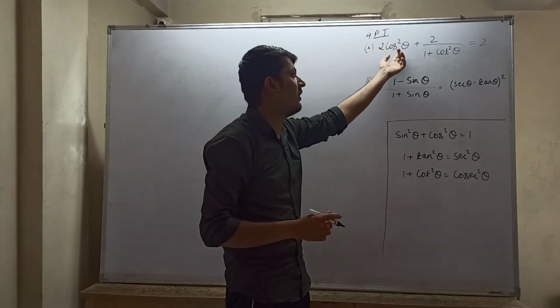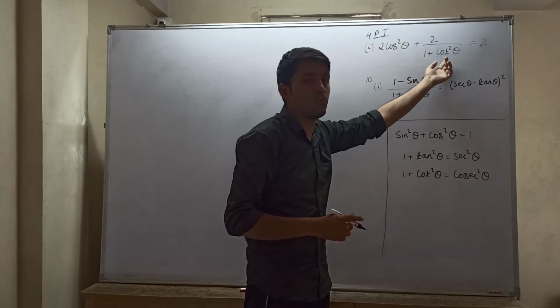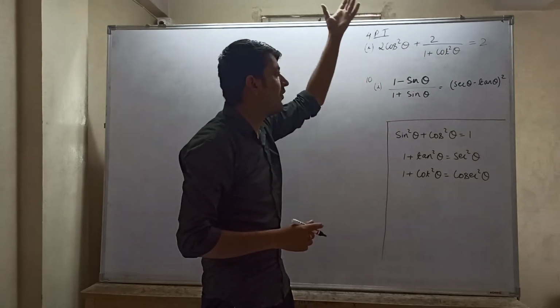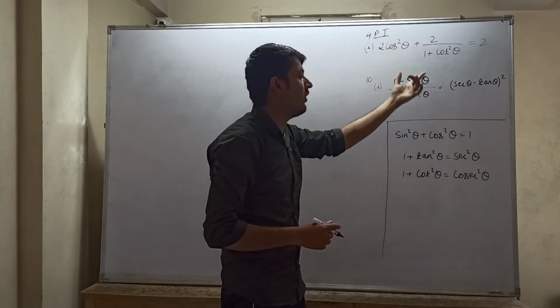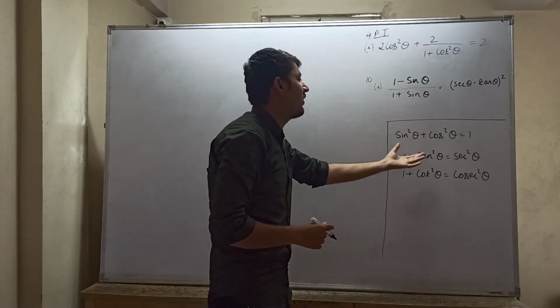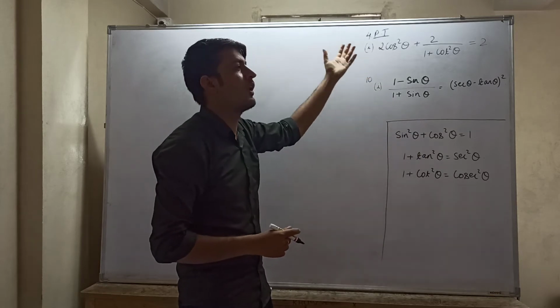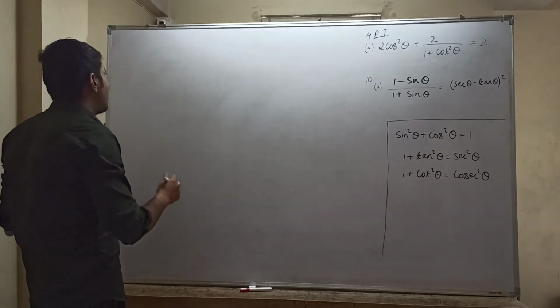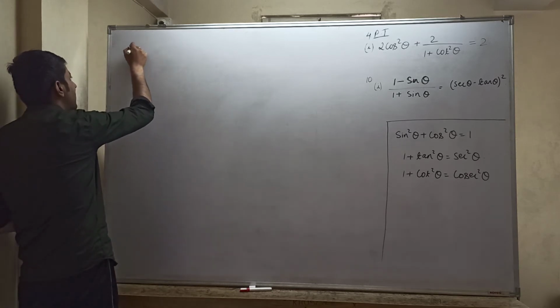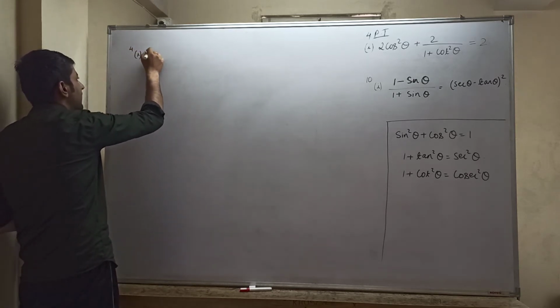2 cos square theta plus 2 by 1 plus cot square theta must be equal to 2. They have asked you to prove this relation by using the trigonometric identities and all those formulas whatever we have done. So let us see how to start that. Let's see the solution for number 1.